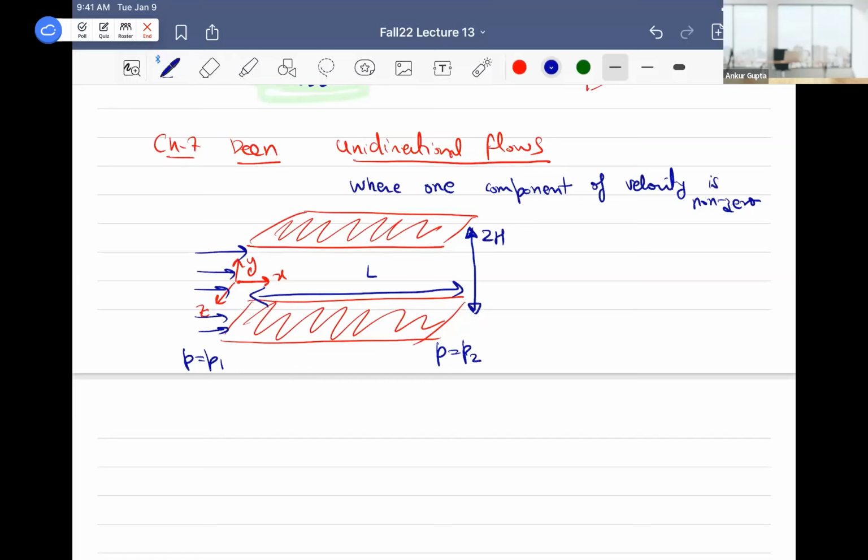Remember, in the first part we had a hydrostatic problem. There was no velocity. Now we have two plates, and we are just applying a pressure difference to make the fluid flow through the channel. So it's sometimes called channel flow. We will ignore z dependence.